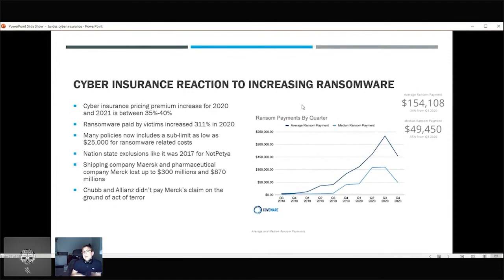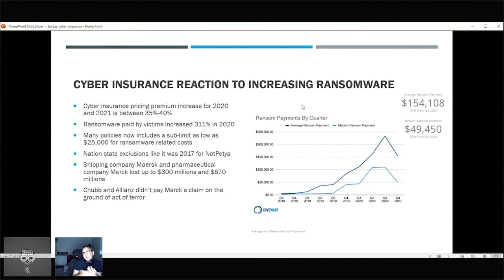And what they're doing now is adding some limits so that if you have a ransomware attack, they will only pay you a certain amount, like $25,000, for example, for ransom-related cost. And they might add more exclusions, right? And as you can see, there is a trend in reducing payments in the last quarter of 2020.